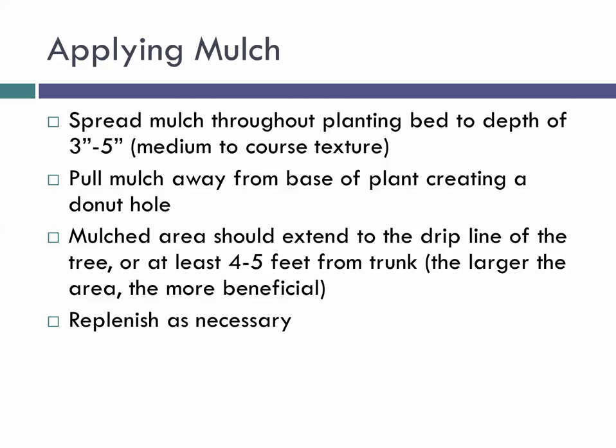To put on the mulch, you would cover the planting area at a depth of 3 to 5 inches, with the idea it's going to settle down to 2 to 4. When you put it on the plant, you want to make sure it doesn't go up against the trunk of the plant. You want to leave the trunk of the tree unburied. So think of a donut hole in your planting ring. The mulched area should extend to the drip line of the tree, or at least 4 to 5 feet from the trunk. The larger the area, the more beneficial.